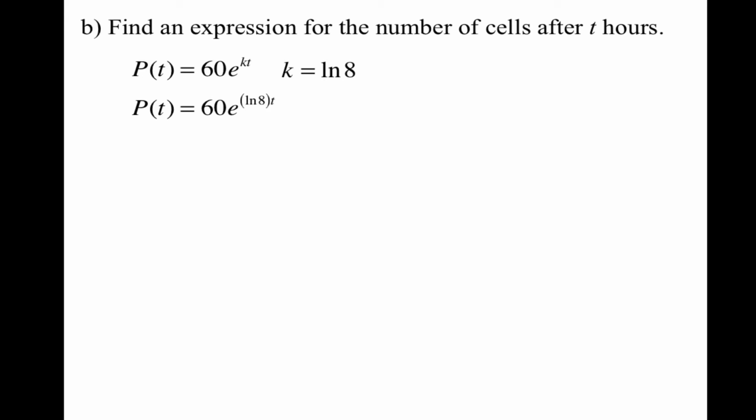However, we typically do not like to have e and natural log together. They actually cancel each other out, so that means the 8 can come on down. And so my proper equation would be P of t equals 60 times 8 to the t.